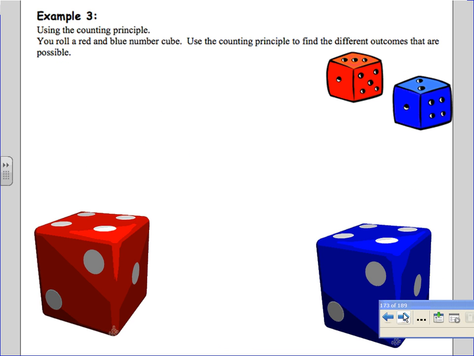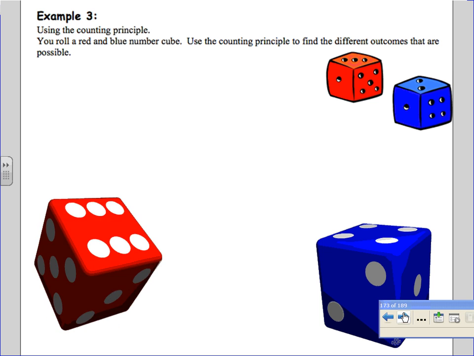Okay, example 3. Using the counting principle, it says, you roll a red and a blue number cube. Use the counting principle to find the different outcomes that are possible. So we're using the counting principle. If you're using the counting principle, you're always multiplying. If we roll a red and then we roll a blue, okay?